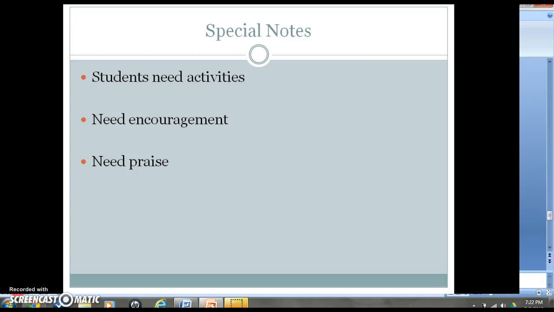Special attention to lesson planning needs to be addressed due to the type of student in this class. The students are in need of activities. They have a hard time staying still during a long period of time. They also need a lot of encouragement. They need to enjoy what they're doing, and they need to be encouraged to fight through the difficult math problems. They also need praise. They need to know when they're doing a good job, and they need to be rewarded for it.